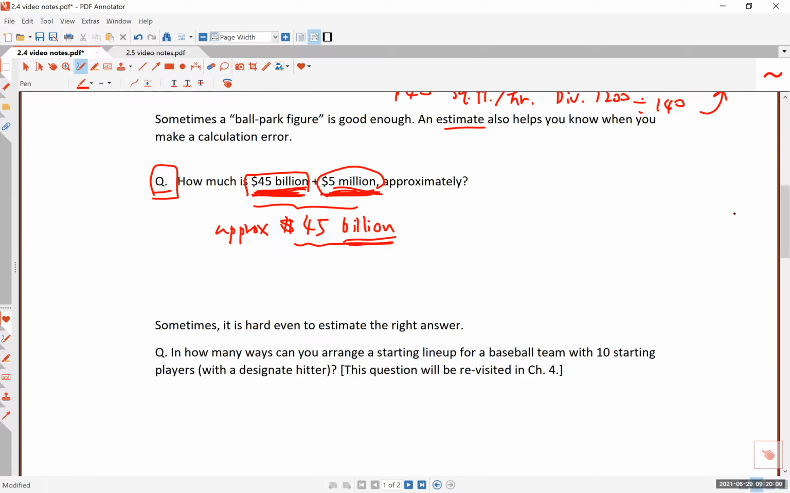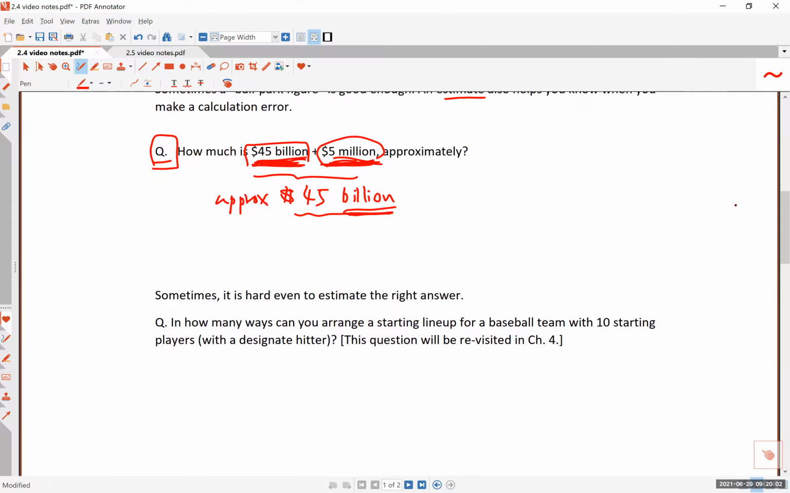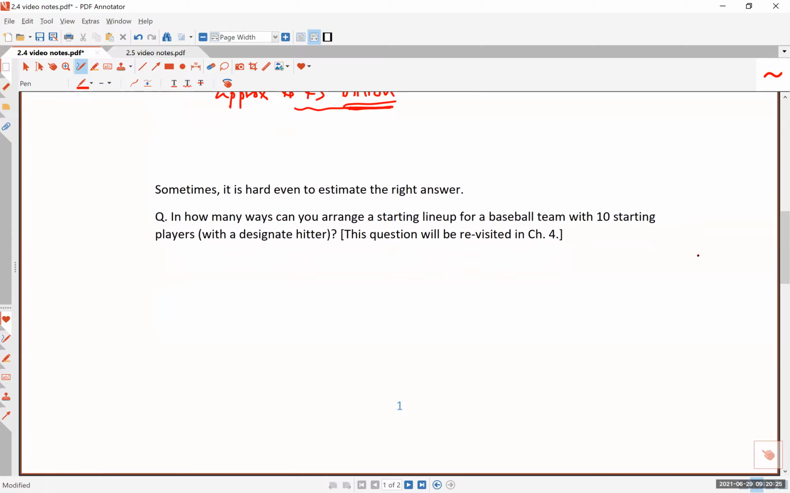And so the answer here, which I would like you to give, is it's about $45 billion because the other amount, $5 million, is such a small number compared to the 45 billion that it is almost negligible. Okay, so that's the correct answer here. All right, yes. Now let's see one final example here. Sometimes it's hard to estimate the right answer. So it is sometimes surprising, and your estimate could be way off. And so here's an example for that.